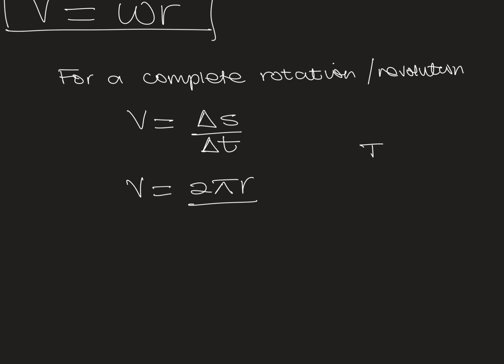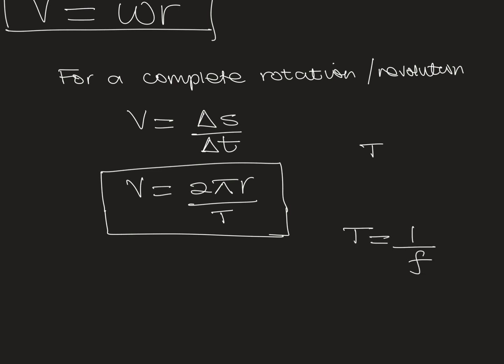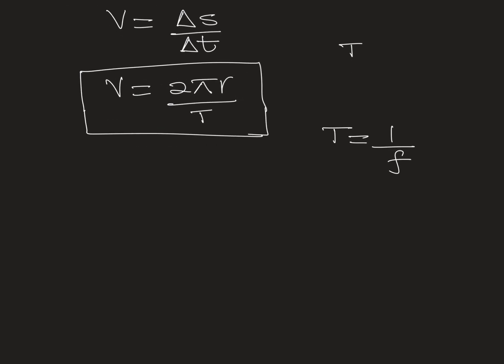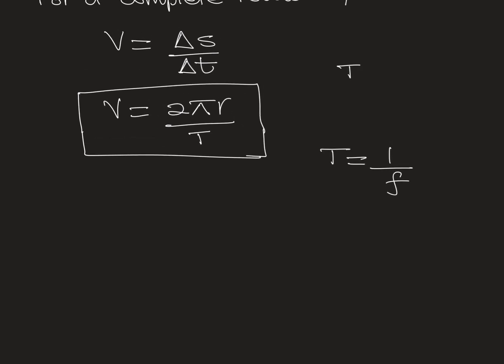So instead of delta T, we will use capital T, that is the period, meaning the time it takes for a body to perform one complete rotation or revolution. So this is how you have the formula V is equal to 2 pi r divided by the period. But we also know that the period is equal to 1 all over f. Do you remember that? Yes. So in terms of frequency, how do I write that into this equation?